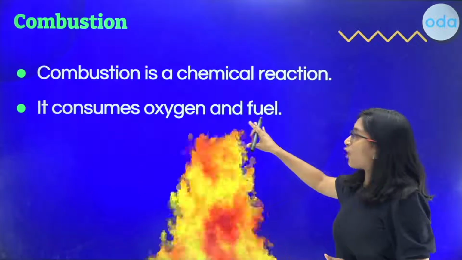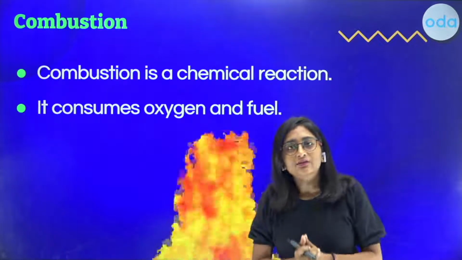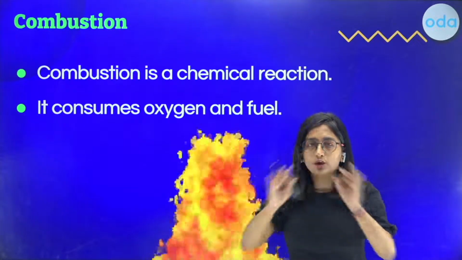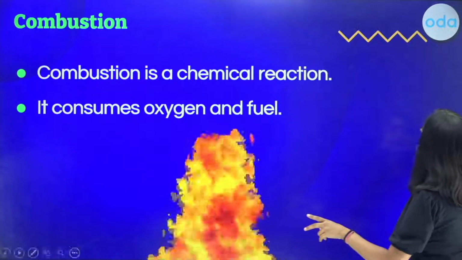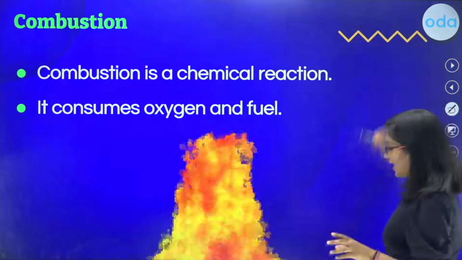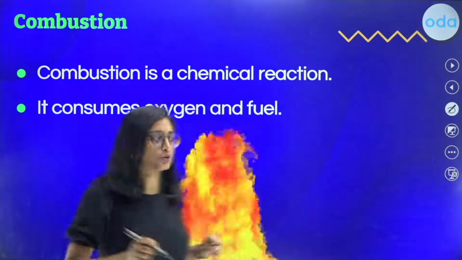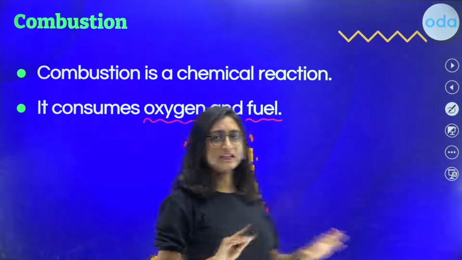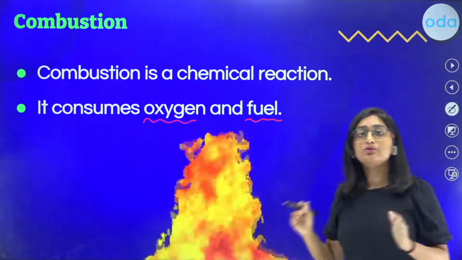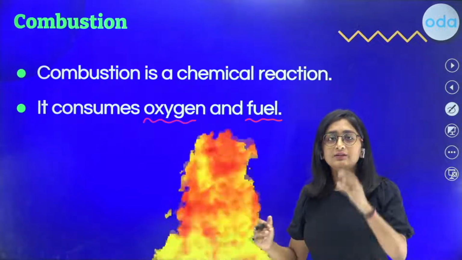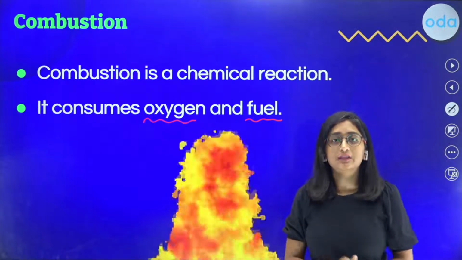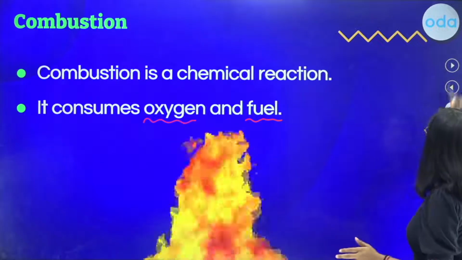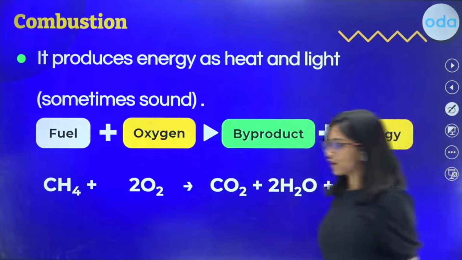It consumes oxygen and fuel. Very necessary, that is going to be the oxygen and fuel. Without these, combustion cannot happen. So oxygen and fuel are like heart and soul for combustion. Without this, combustion is not possible. There is also a relative factor that affects combustion, that is the temperature, and we are going to talk about that as well. So we have found that without oxygen and fuel, combustion is not possible, right?